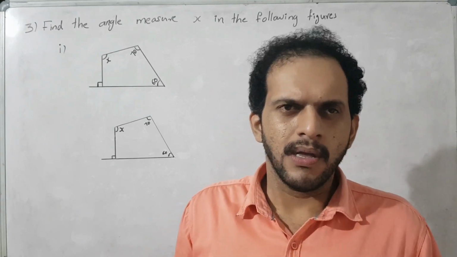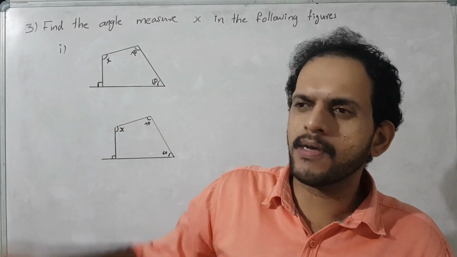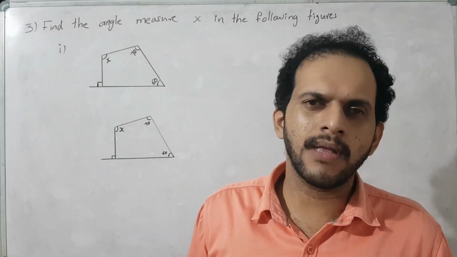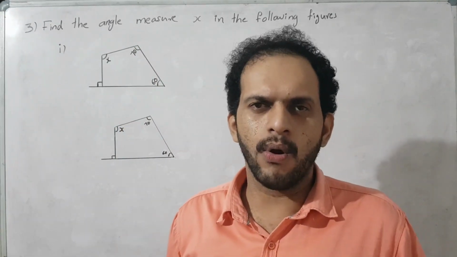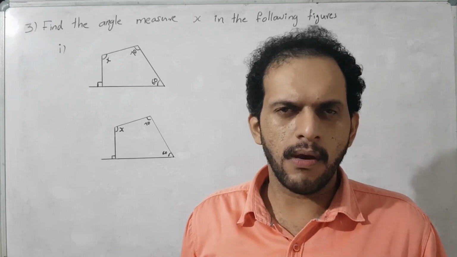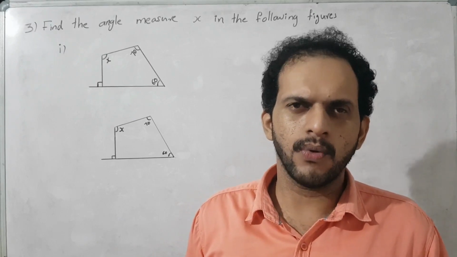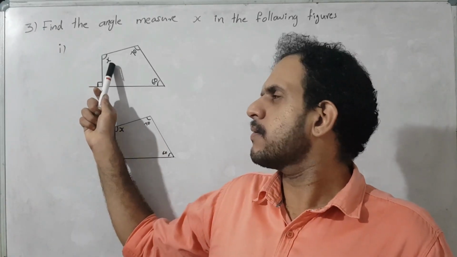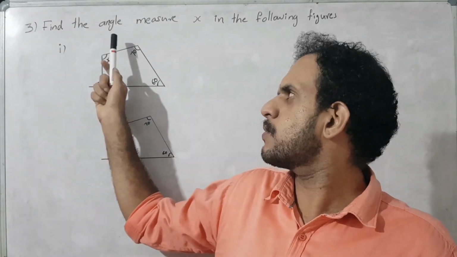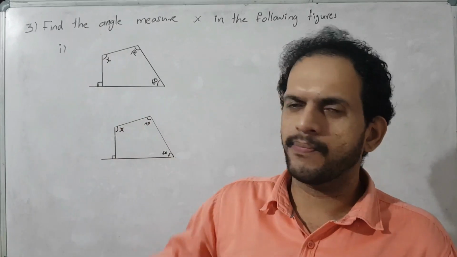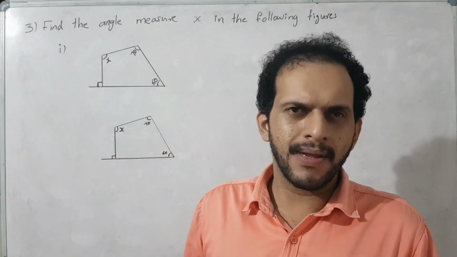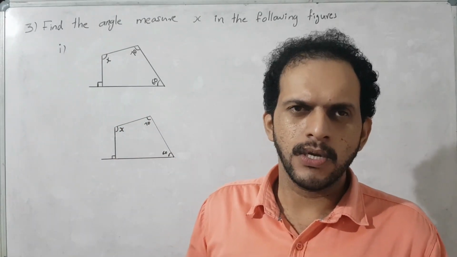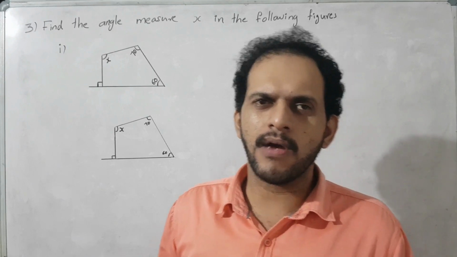Correct? So this type of question, where a figure is given and we are asked to find the angle value, is based on the angle sum property of the polygon. Clear? So here, to find the angle value x, what is our first step? To identify the figure, the shape of the polygon, meaning the name of the polygon. For that we just count the sides.